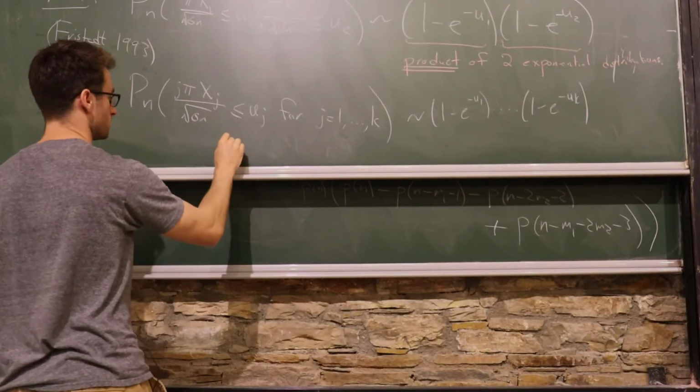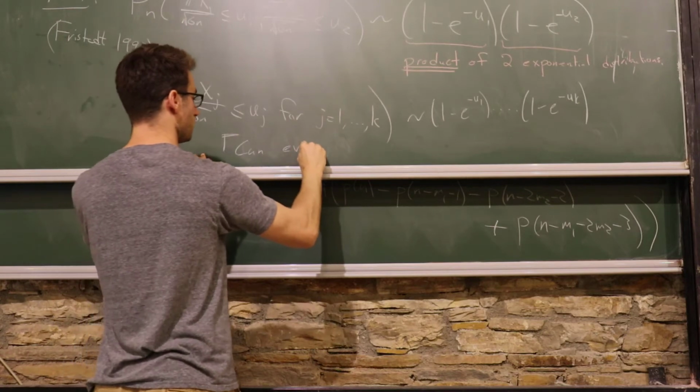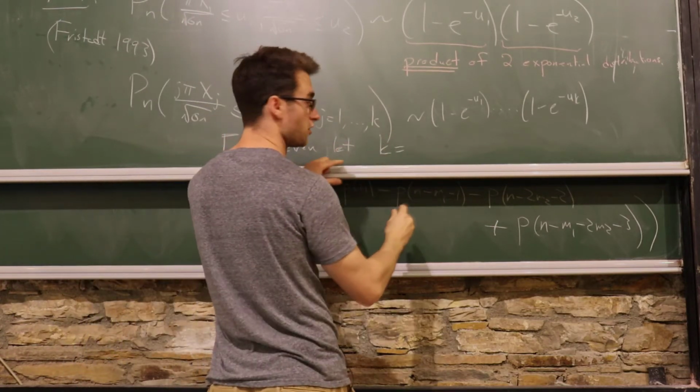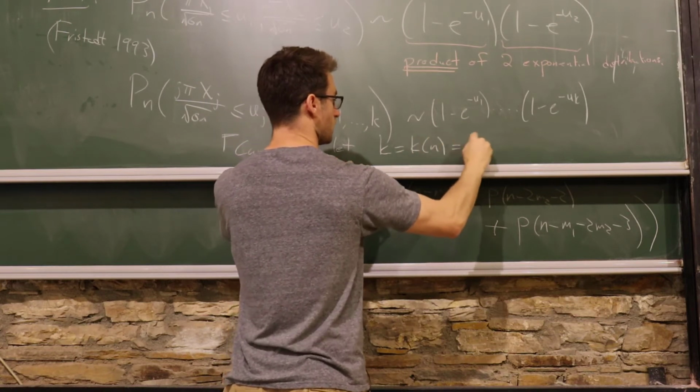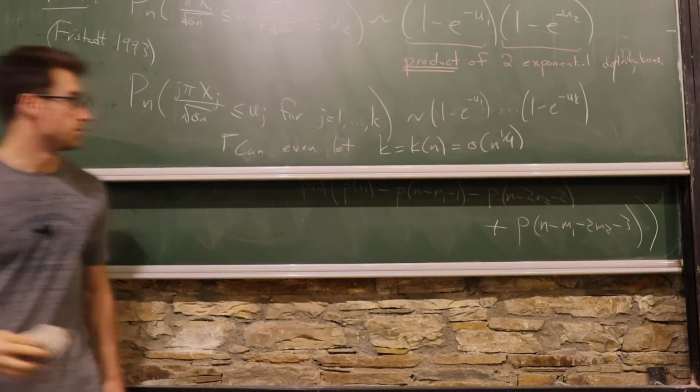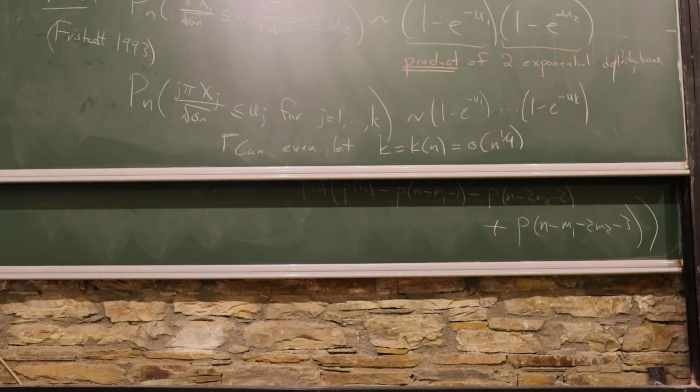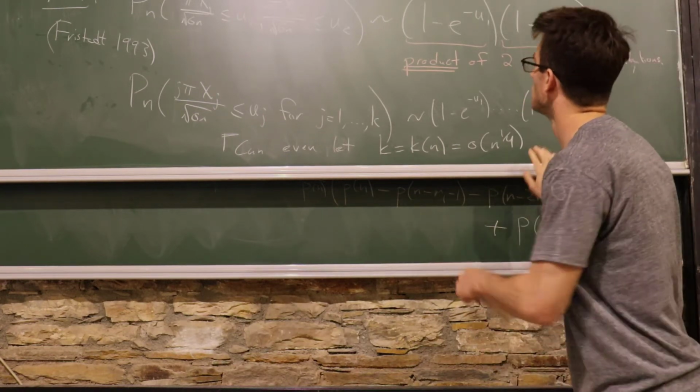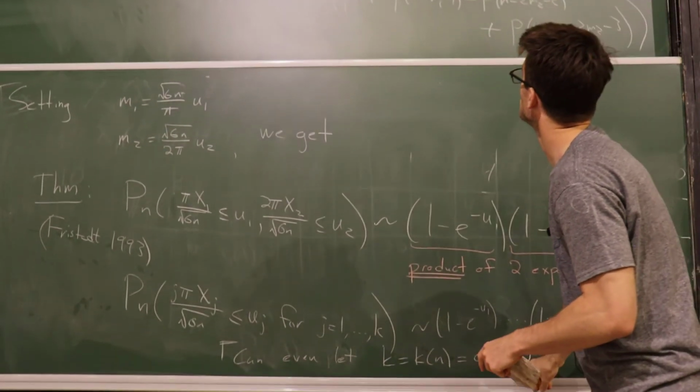So, side note, we can even let k in this theorem depend on n, as long as it's smaller than n to the 4th, I believe. All right. Let me swap these so that I can point at that.